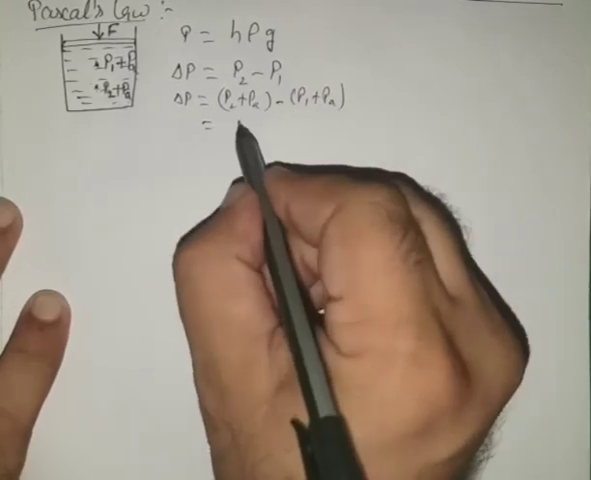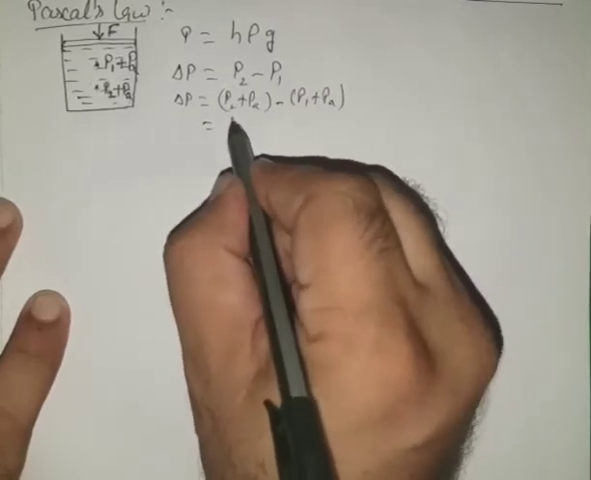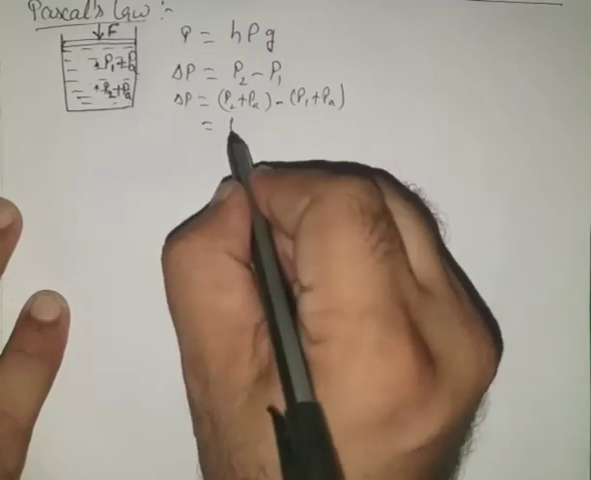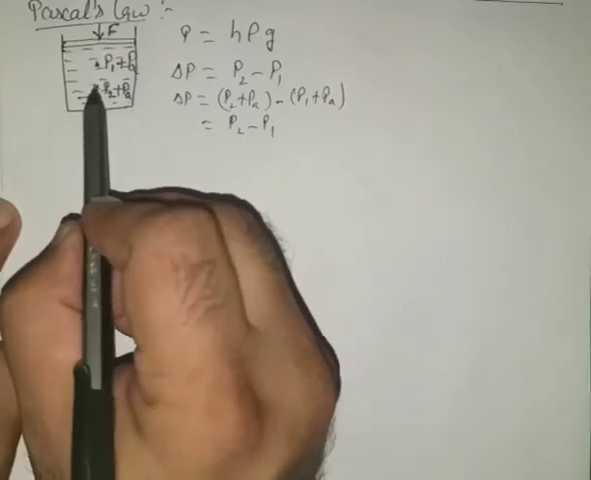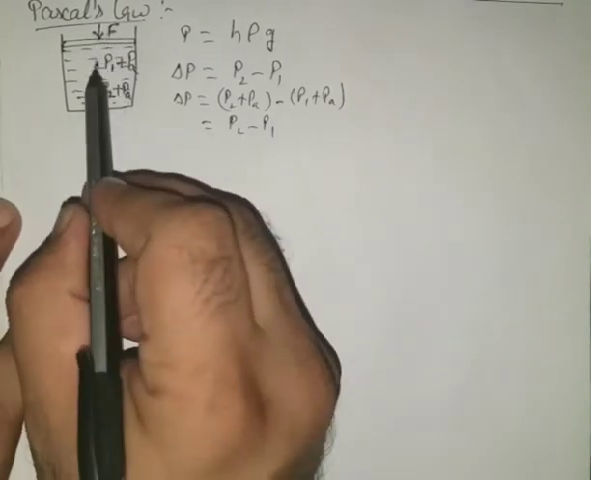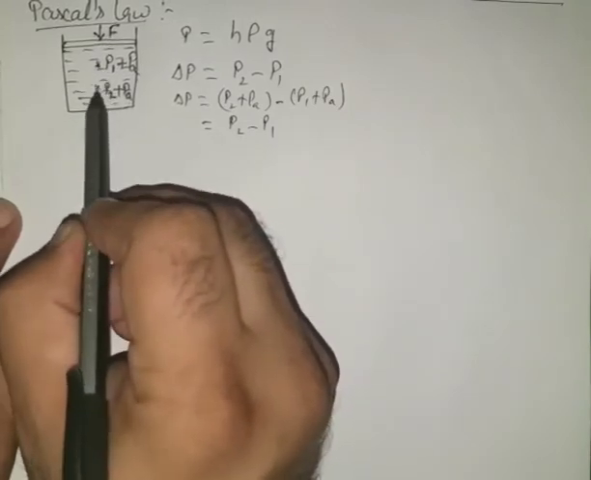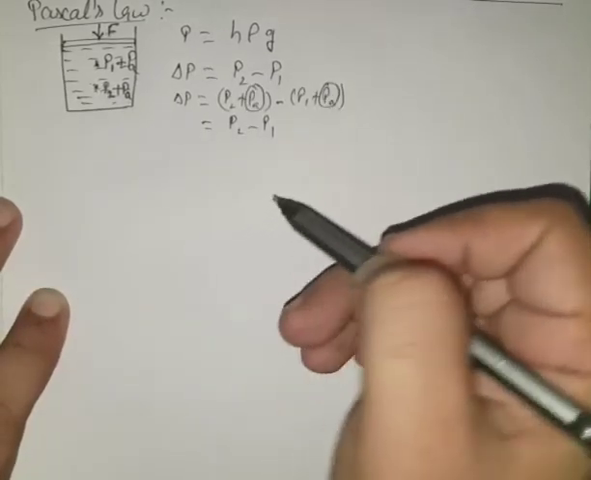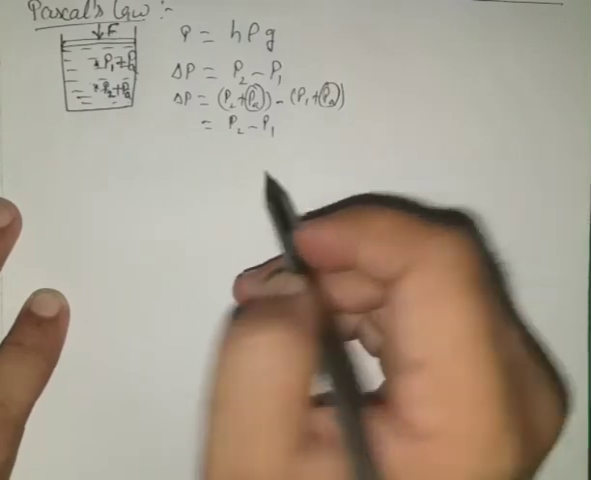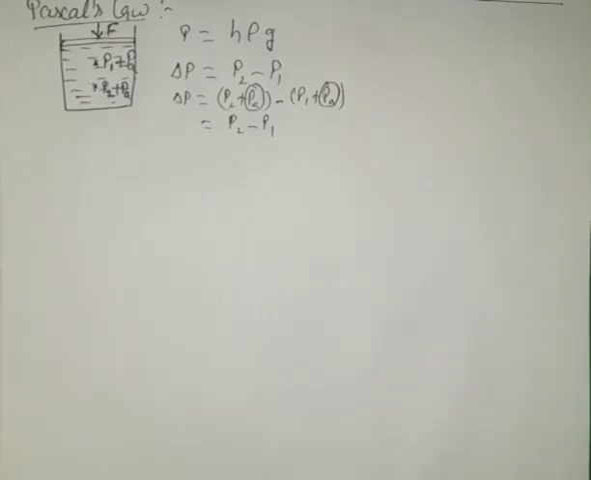So now the difference in the pressures, the P applied will get cancelled, and it will be equal to P2 minus P1. So this says that if the pressure is increased here, then the pressure at both these points will also increase, and they will increase by the same amount as the applied pressure. To prove this, we have one more example given in our book. Let us talk about that also.